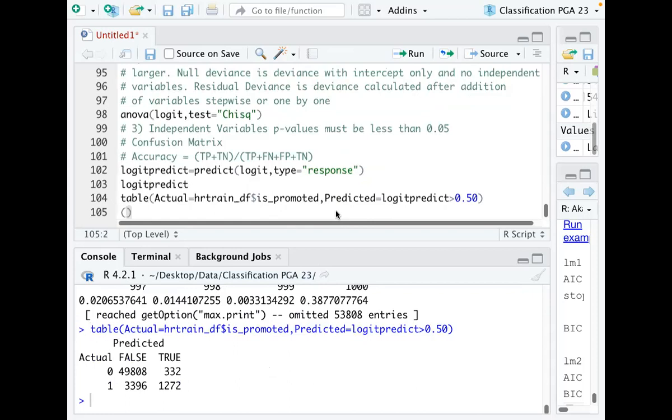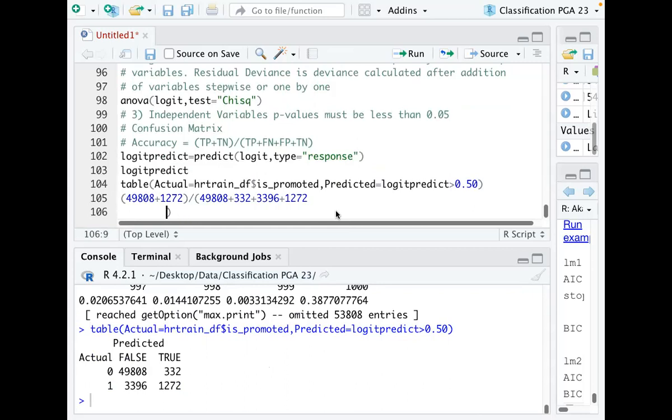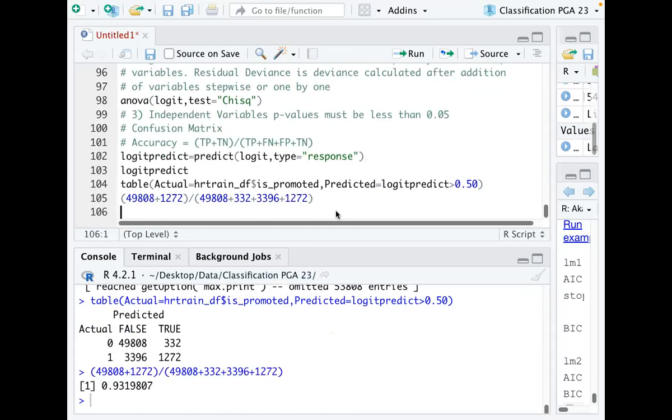Now, how do we calculate? 49,808 plus 1272 divided by 49,808 plus 332 plus 3396 plus 1272. 93.19 is the accuracy.